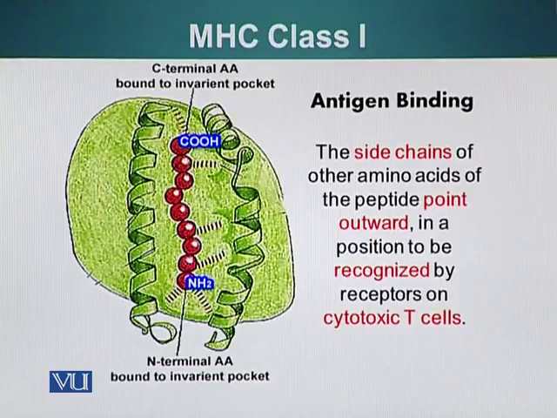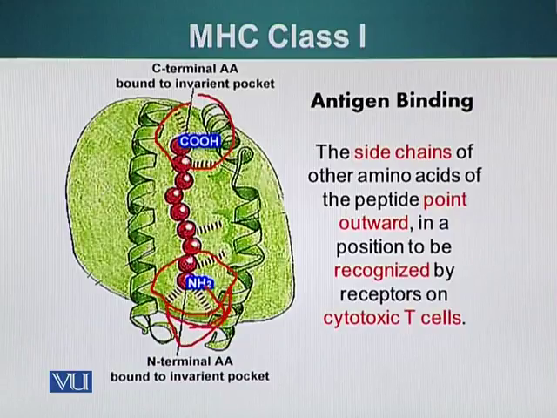Here is an MHC class 1 molecule. Please notice that, as I've mentioned before, the binding of this protein is basically by the protein backbone, and that backbone also includes the amino terminus right here and the carboxy terminus right here, and these termini bind the invariant pocket, which is, for example, right here, formed by the MHC protein molecule itself.